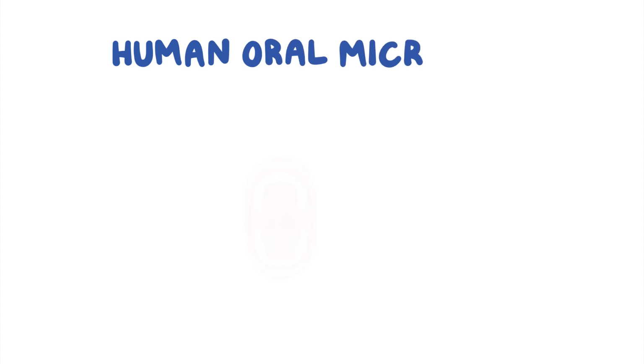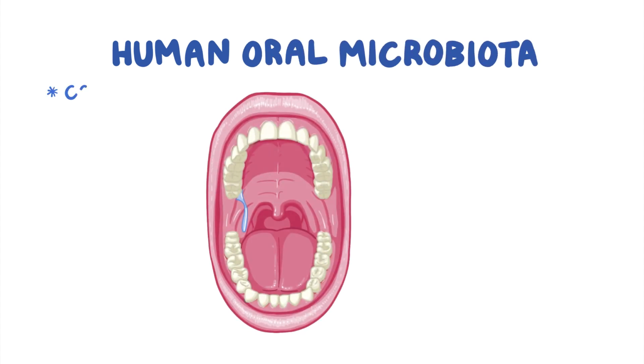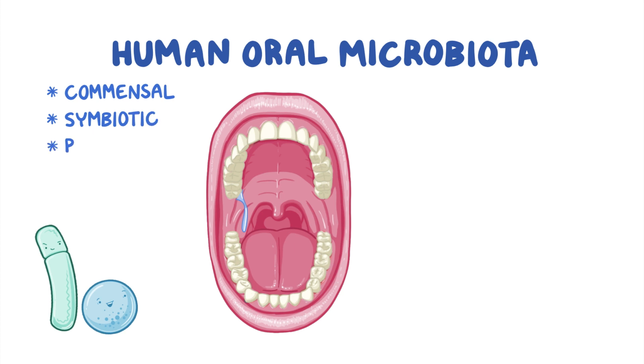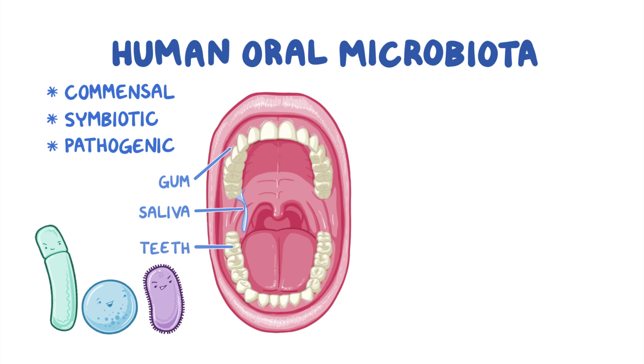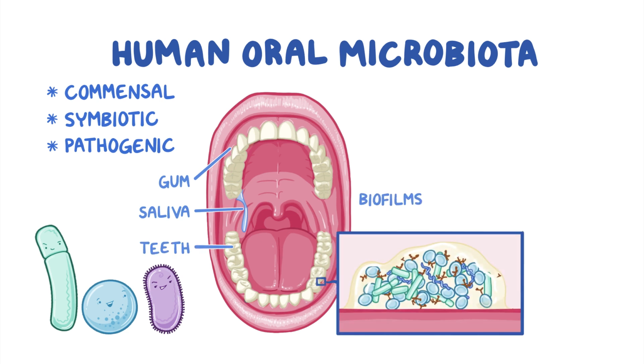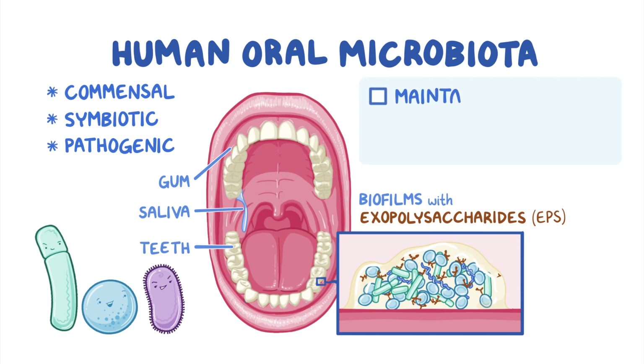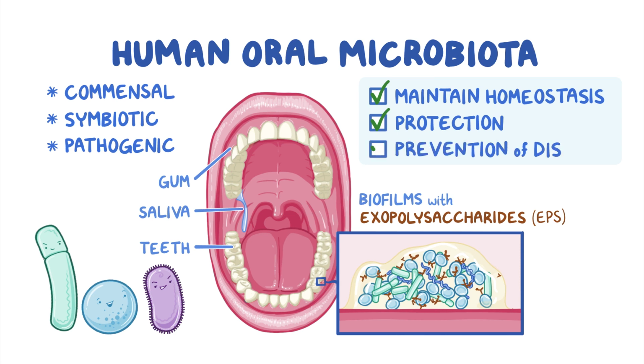The human oral microbiota is represented by the community of commensal, symbiotic, and pathogenic microorganisms which are normally found in the oral cavity. The oral microbiota is found in saliva, the surface of gum tissue and teeth, and in biofilms, which are basically layers of goop-like material made of exopolysaccharides or EPS within which bacteria survive in a quiescent or slow-growing state. These microbes play an important role in maintaining oral homeostasis, protecting the oral cavity, and preventing disease development.